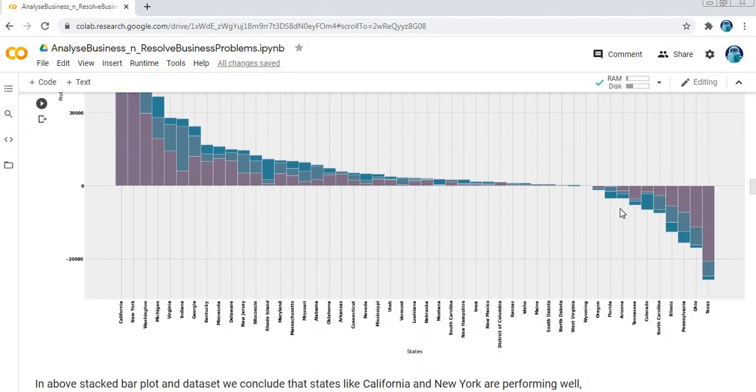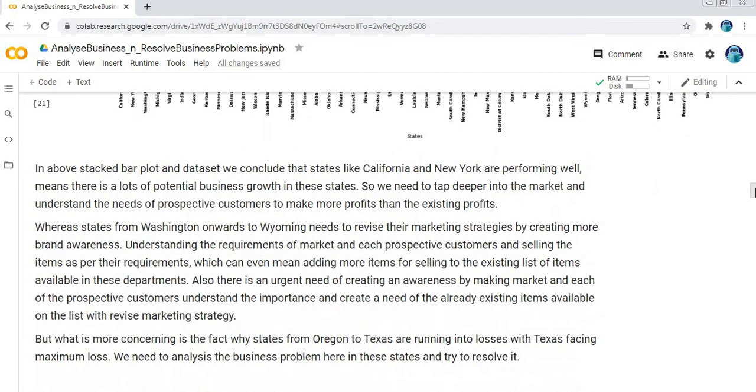As we see, though they are making sales, these states from Oregon to Texas are going into loss. In the above plot and data set, we conclude that states like California and New York are performing well, meaning there is a lot of potential for business growth in these states. So we need to tap deeper into the market and understand the needs of prospective customers to make more profit than the existing profit. Whereas the states from Washington onwards to Wyoming, as I mentioned, need to revise their marketing strategies.